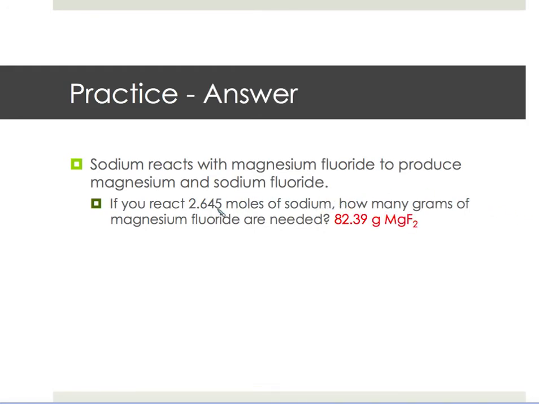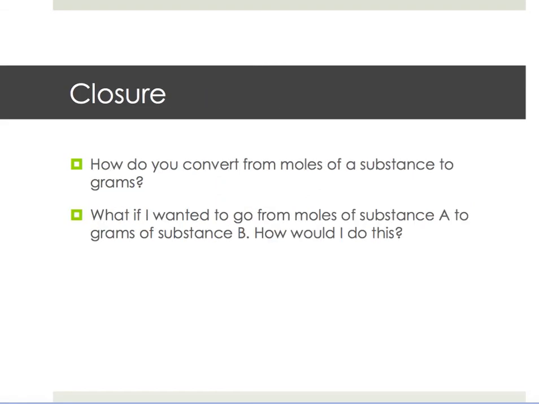When you hit resume, I'll give you the answers. Okay, so here, if you calculate 2.645 moles of sodium reacting, you should produce 82.39 grams of magnesium fluoride. So make sure you can work through and get that same answer, and if so, then we're off to a good start, and we'll continue things and pick things up tomorrow.